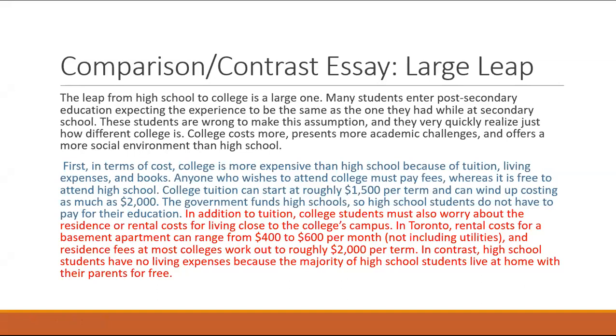First, in terms of cost, college is more expensive than high school because of tuition, living expenses, and books. Anyone who wishes to attend college must pay fees, whereas it is free to attend high school, right? So first, they are talking about the cost or expenditure upon the college and the school. College tuition can start at roughly $1,500 per term and can wind up costing as much as $2,000. The government funds high schools, so high school students don't have to pay for their education.